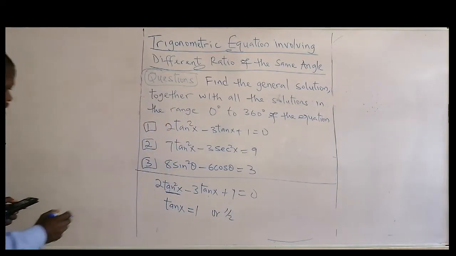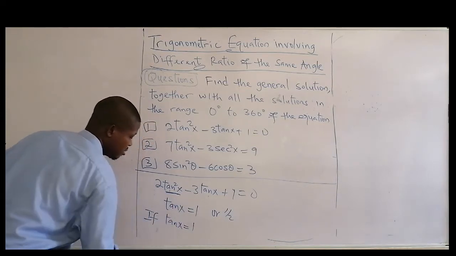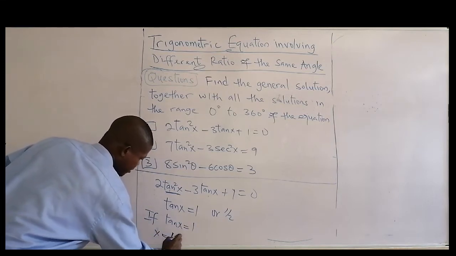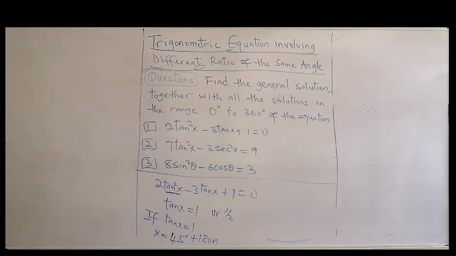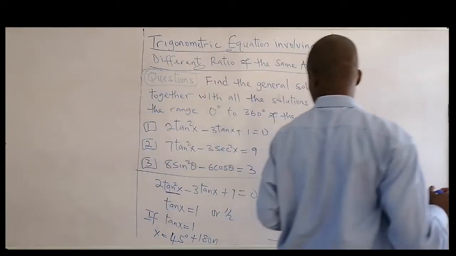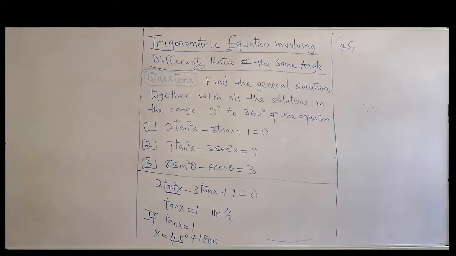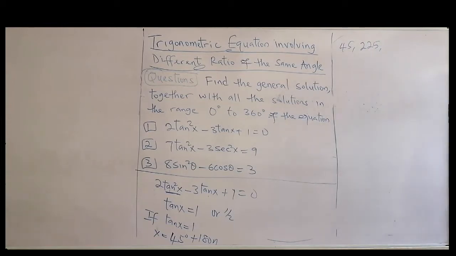Let's solve. If tan x is equal to 1, the general solution will be x equal to 45 degrees plus 180n. So let's get the solutions. When n is 0, we have 45. When n is 1, we have 225. That's that for that equation. If n is 2, it will be outside the range.